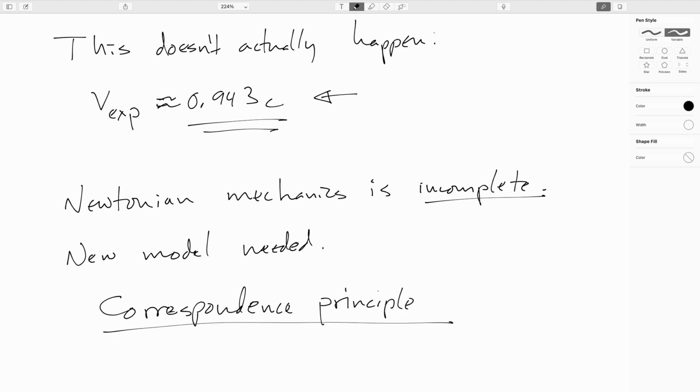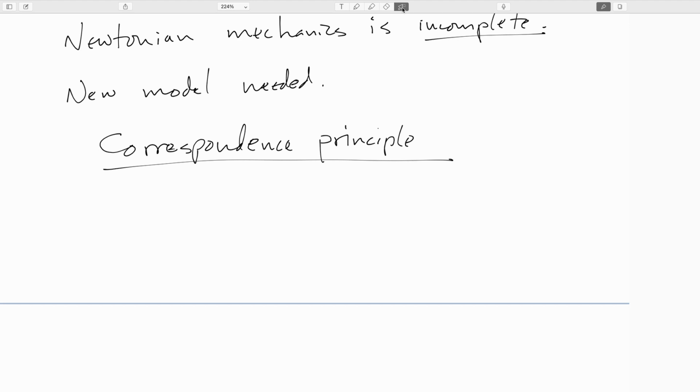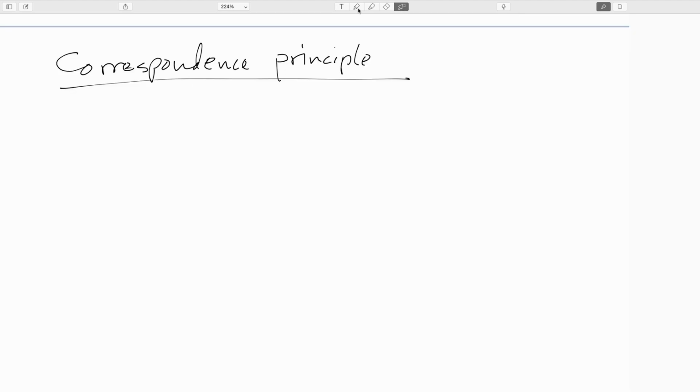So again, that just says that if you have a new model, it's got to line up with the old model where the old model worked. So perhaps an example that we can use to wrap our head around this a little bit is to think about when we learned about planetary motion.